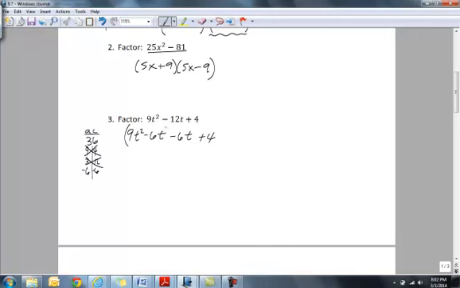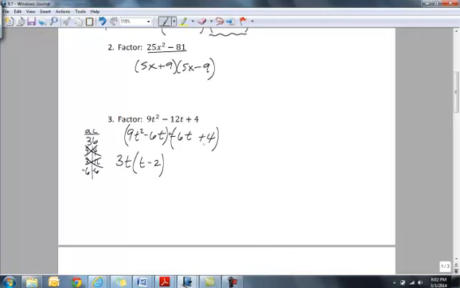Once you've split the middle, you always group. So I'm grouping my first and last pairs. I'm going to factor out the GCF. So here, in the first pair, I see in common a 3 and a t. So what's left over is 3t minus 2.